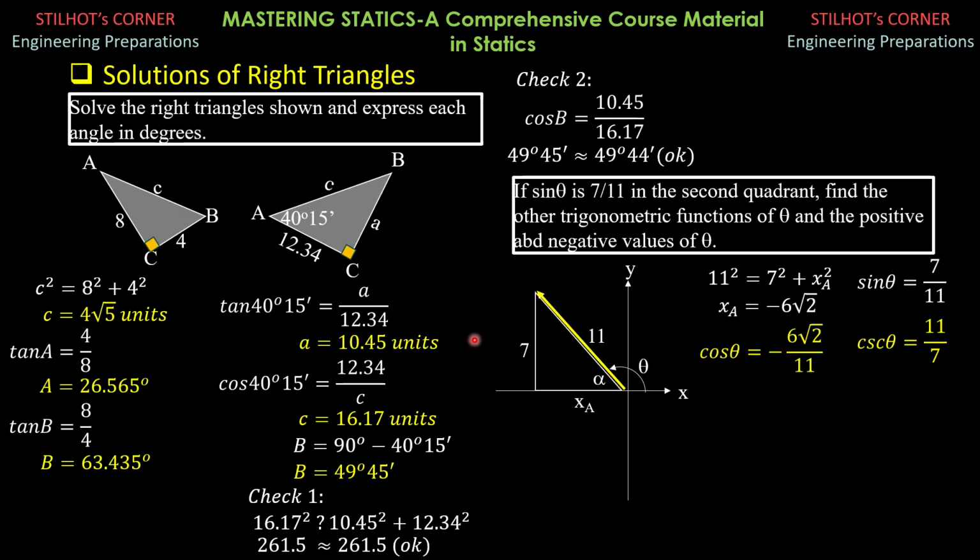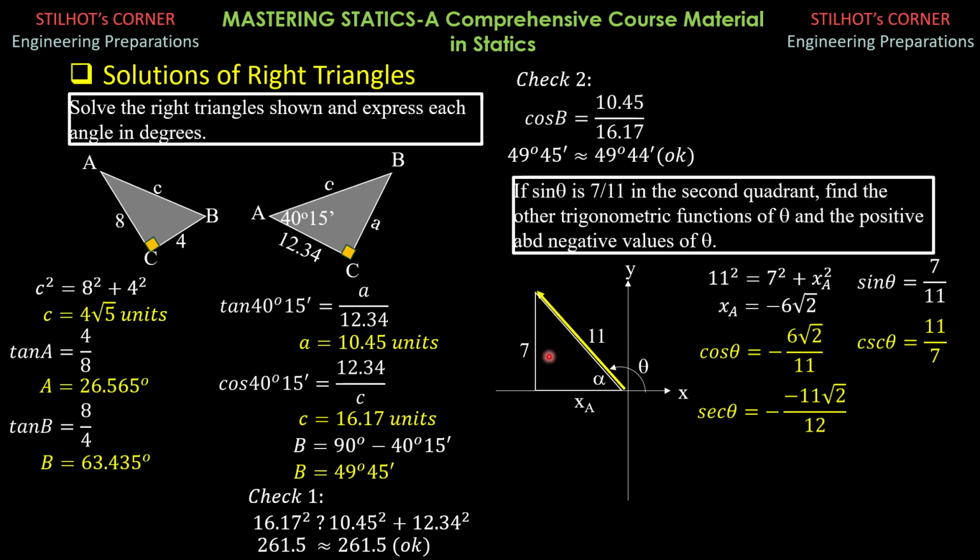So sine theta is 7 over 11. We already solved that. So secant theta is the reciprocal of cosine, so it is 11 over negative 6 square root of 2. And once simplified, it is negative 11 square root of 2 over 12. Just use your calculator, or to simplify secant theta, negative 11 over 6 square root of 2, multiply square root of 2 over square root of 2, you get this.